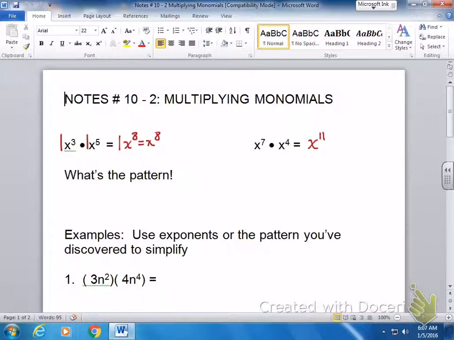Now, what we want to try to see is if there is a pattern. The pattern is, if you look at the first one, we got x to the 8th from x to the 3rd times x to the 5th. We got x to the 11th from x to the 7th times x to the 4th. So it looks like what we did is when we multiply terms with exponents, you add the exponents. So let's write that out. When you multiply terms with exponents, you add the exponents.